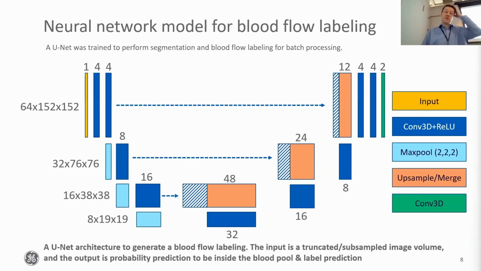This is the network that we used to do the automated multi-segment segmentation of those nine compartments in the heart. It also outputs the blood flow labeling as well, so there are two outputs at each voxel. It's basically a U-Net, and it uses a somewhat downsampled 3D image as an input.